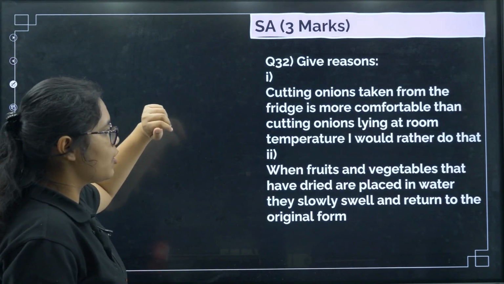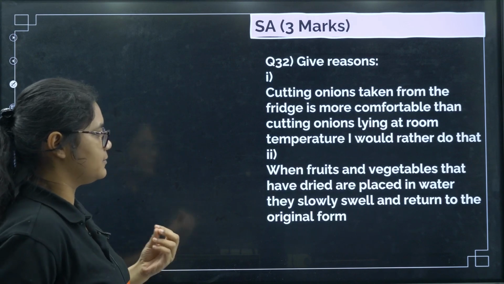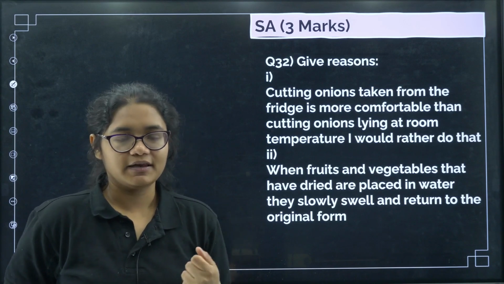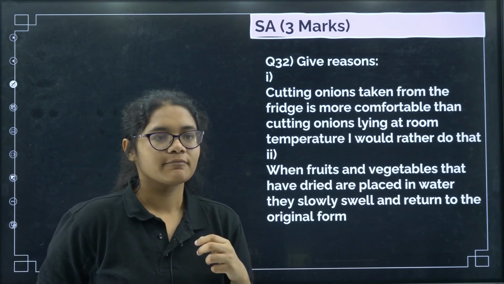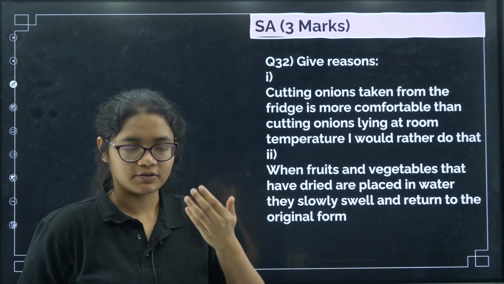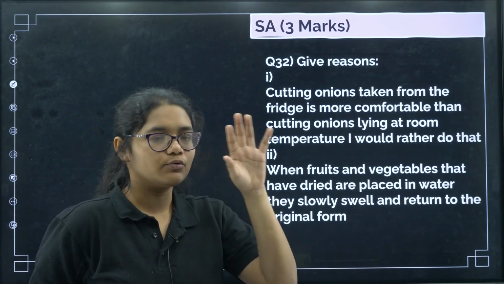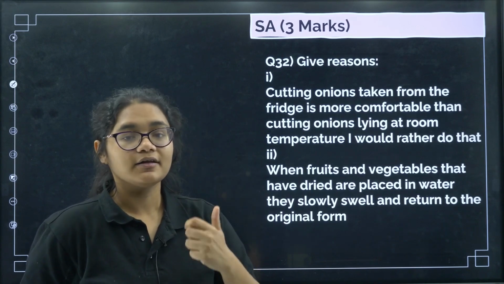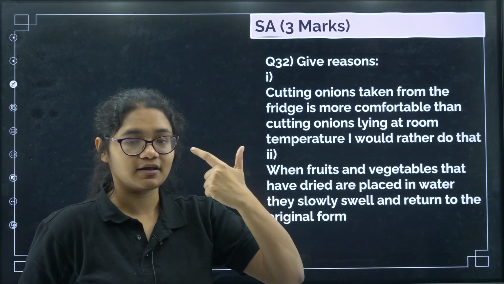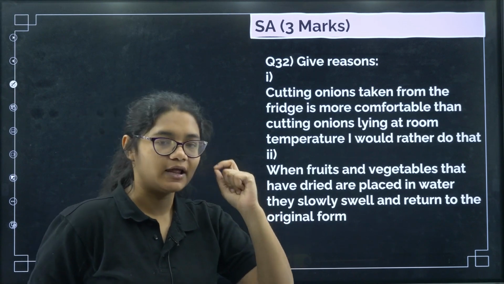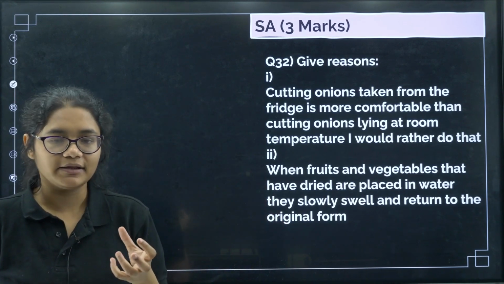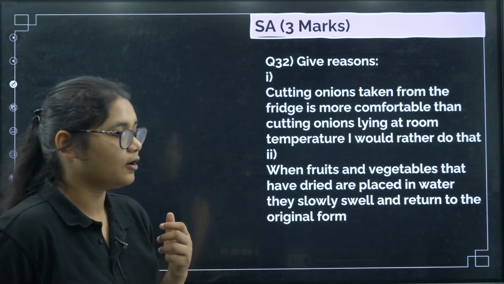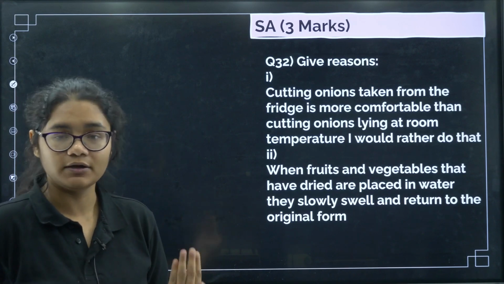Next, give reasons. Cutting onions taken from the fridge is more comfortable than cutting onions lying at room temperature. Yes, what can be the reason here? Very simple thing. See, when you increase the temperature, the vapor pressure, the evaporation, will increase, right? So, at room temperature, the vapors of the onion liquid, which create tears in our eyes, evaporate more easily, and reach our eyes and we feel the burning sensation and we get tears. But if it is at cold temperature, the evaporation rate will be very slow. So, that is why we can easily cut refrigerated onions than onions at room temperature.